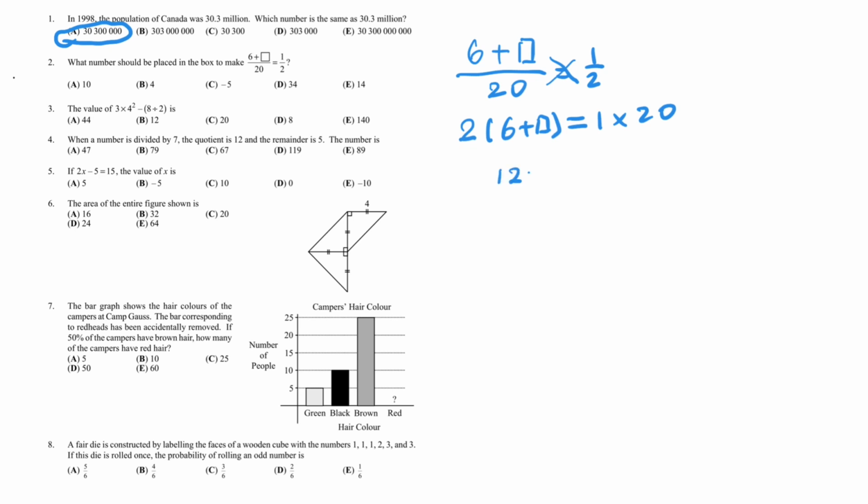Therefore, 12 plus 2 box is 20. Move the 12 to the other side of the equation. 2 box is 8. Therefore, the box is 4. So that's the answer B.